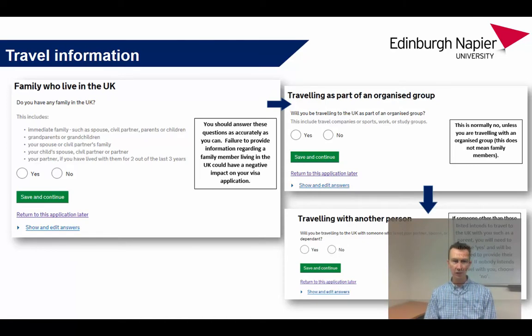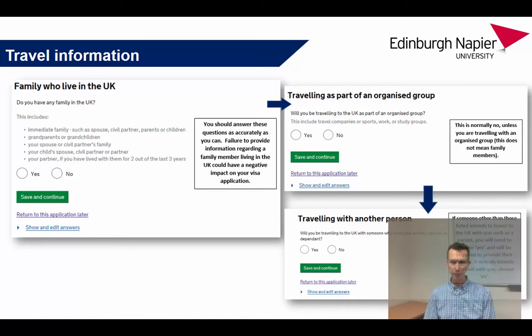There's another question here, travelling as part of an organised group. It's unlikely that you'll be travelling as part of an organised group. It doesn't mean family members, so if you're travelling with your wife, for example, or husband and your children, that would not be regarded as an organised group. So it's likely to be no for this question.